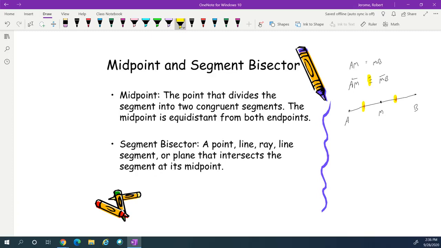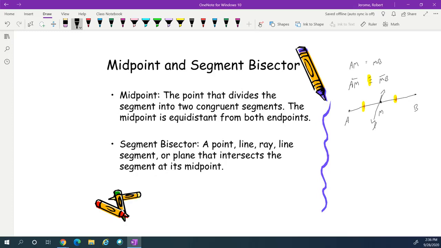Our second term here is a segment bisector, and a segment bisector is anything that intersects the segment at its midpoint. So anything that cuts it exactly in half. It could be a point, it could be a ray, it could be a line, it could be anything. The segment bisector is, in this example, the line going through AB. AB got bisected. So some simple terminology, but some important terminology. The bisector is the thing cutting the other thing in half. So in this case, we might say, I'll just put an L, line L is the segment bisector.